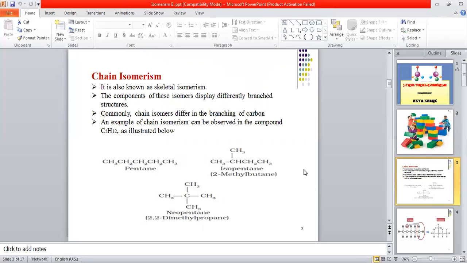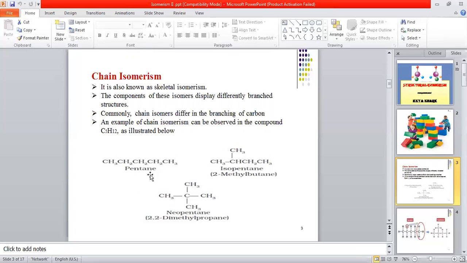You may consider this as a skeleton, and they may be straight or in branched form. The example is C5H12. If you have carbon number 5, how many hydrogens? 12. Counting: 3, 5, 6, 7, 8, 9, 10, 11, 12. The molecular formula is C5H12, but the structure is like this.